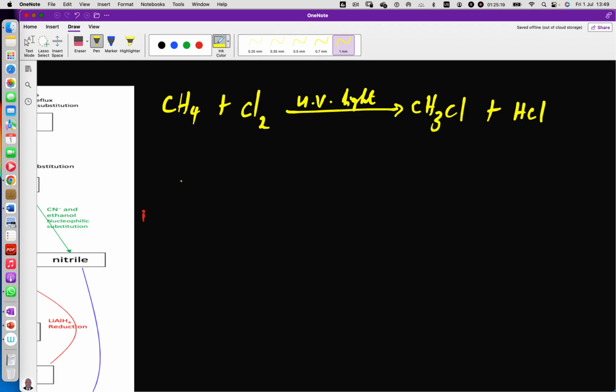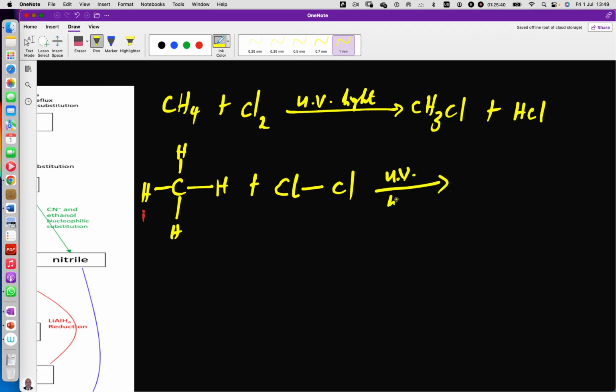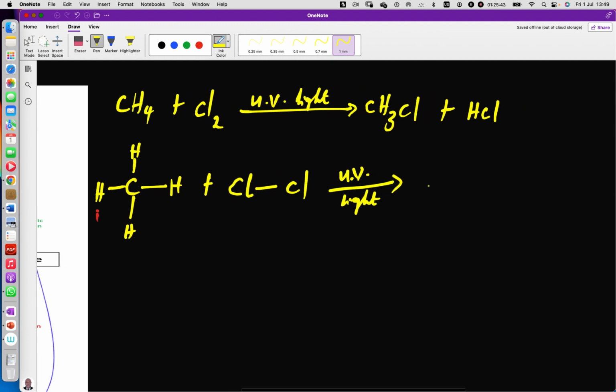This is a hydrogen. This is this, this is this, and this is this, plus a chlorine and a chlorine, and over UV light, what will happen is that there is a breakage here, there is a breakage here, there is a breakage here, and there is also a breakage here. The two breakages.